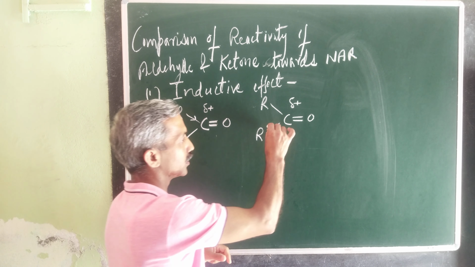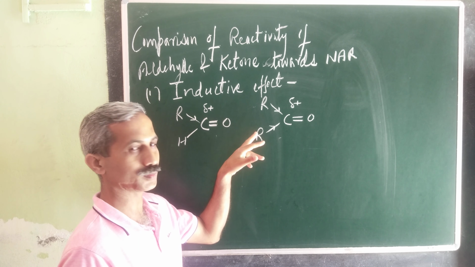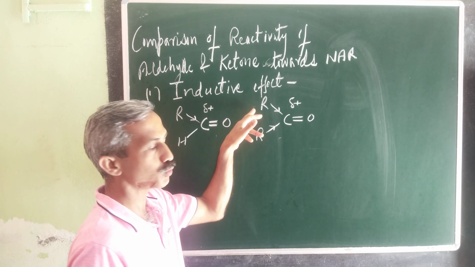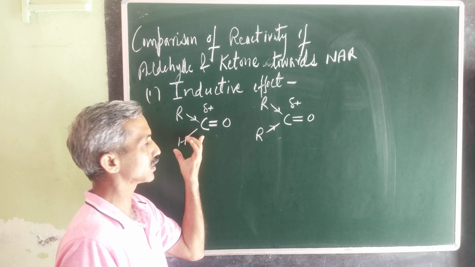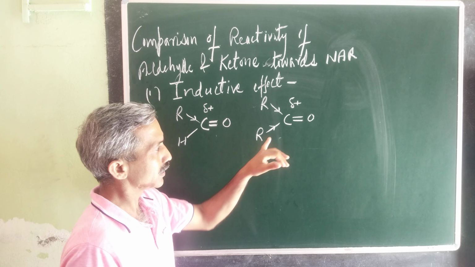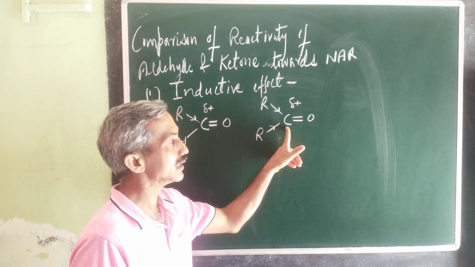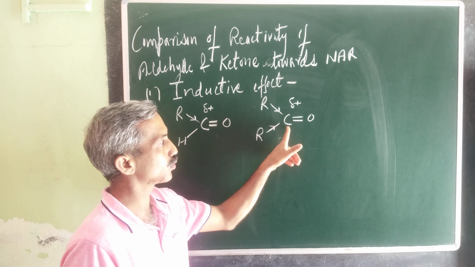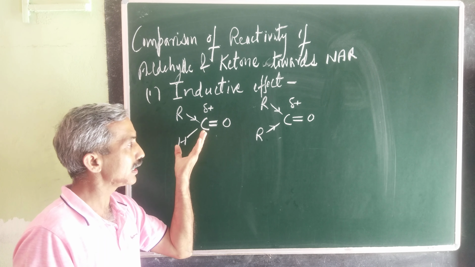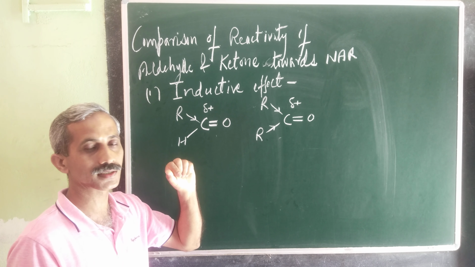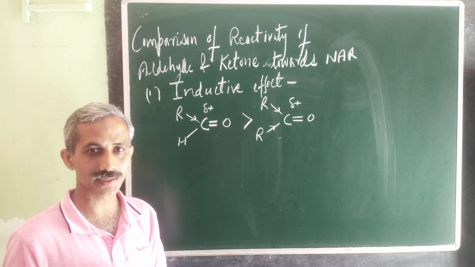But in case of ketone, you can see there are two electron releasing alkyl groups. So obviously the effect of two electron releasing alkyl groups will be more than one alkyl group present on aldehyde. Therefore the magnitude of this partial positive charge on carbonyl carbon decreases in ketone, and accordingly the reactivity of aldehyde towards nucleophilic addition reactions will be greater than ketone. This is one reason, inductive effect.